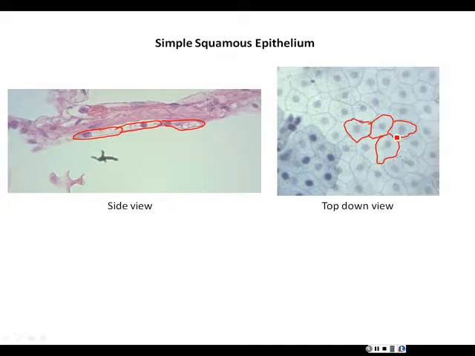Sometimes simple squamous epithelium gets special names. Endothelium is the simple squamous epithelium that lines the blood vessels, lymphatic vessels, and the heart. Mesothelium is the simple squamous epithelium that lines serous membranes.